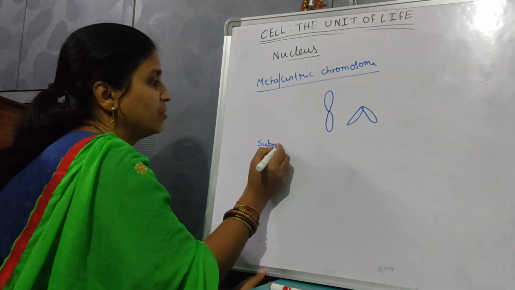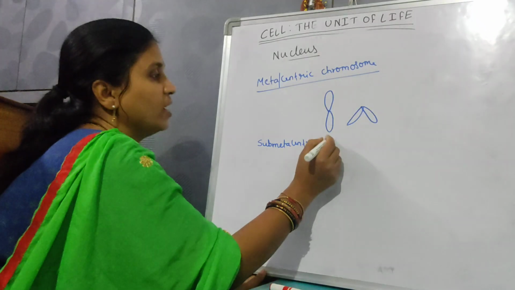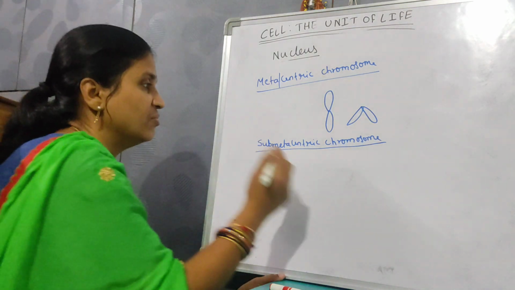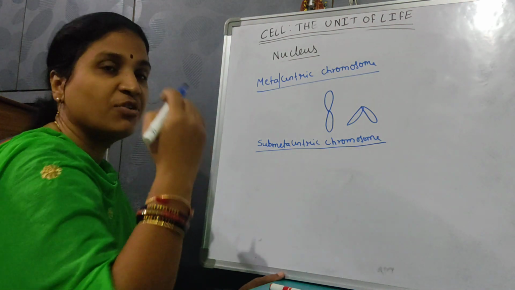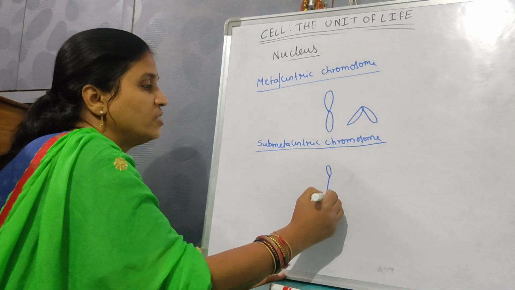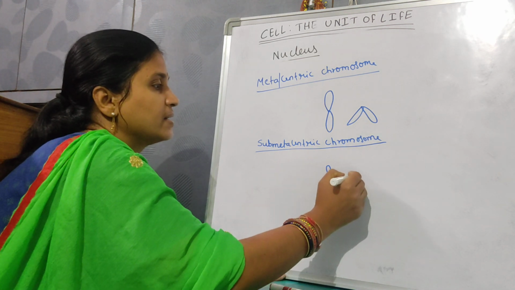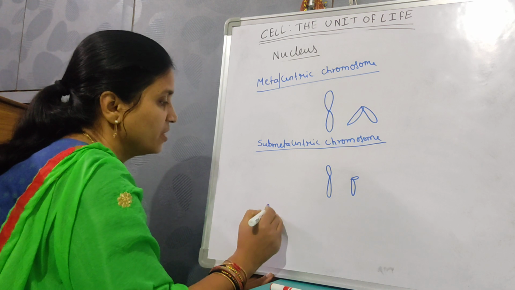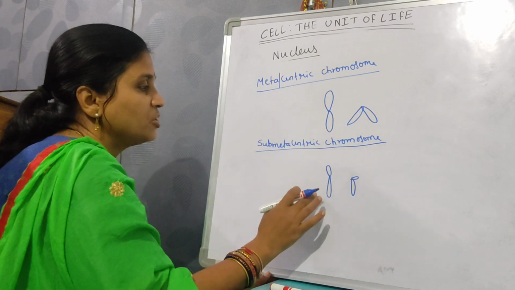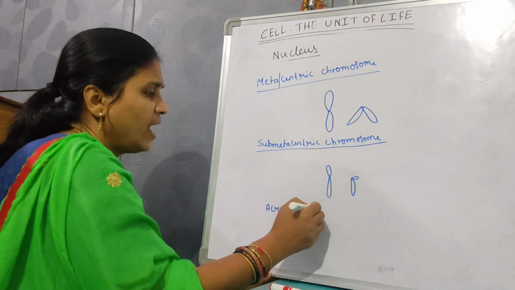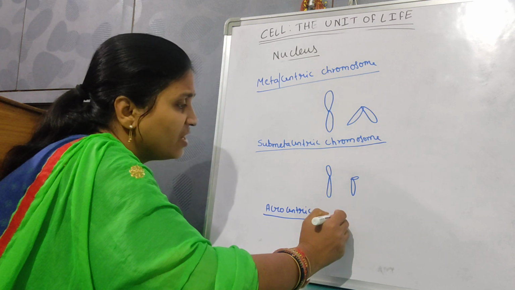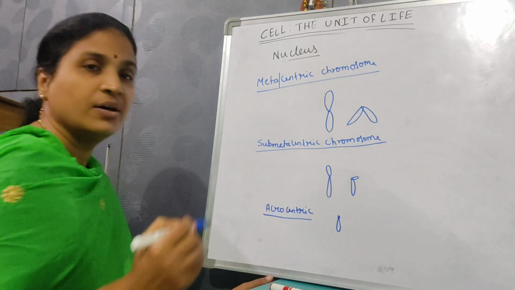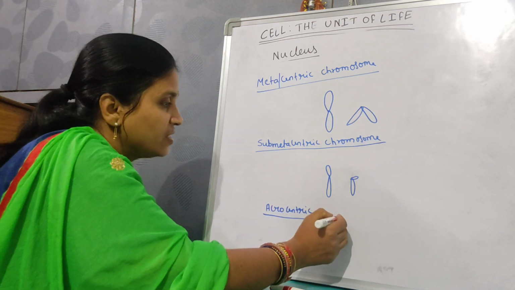Submetacentric chromosome is one where the centromere is somewhat away from the center, so one arm is shorter and the other is longer, like this. Then the acrocentric chromosome has 2 unequal arms, with the centromere very near to the end, like this.